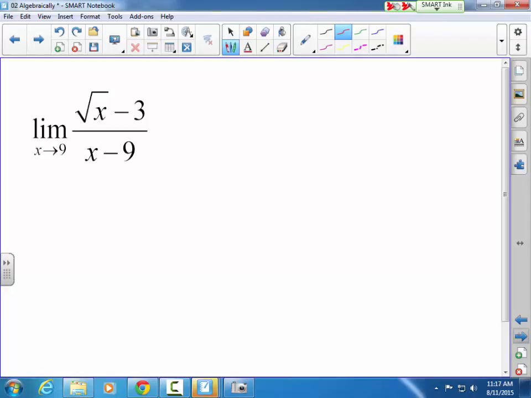When I plug in 9, I get 0 over 0, indeterminate form, so I'm going to keep moving. So, Wesley, what are we going to do here, you think? Square root of x plus 3. Very good. And that is the most common thing to do, and that's probably exactly where I would start.